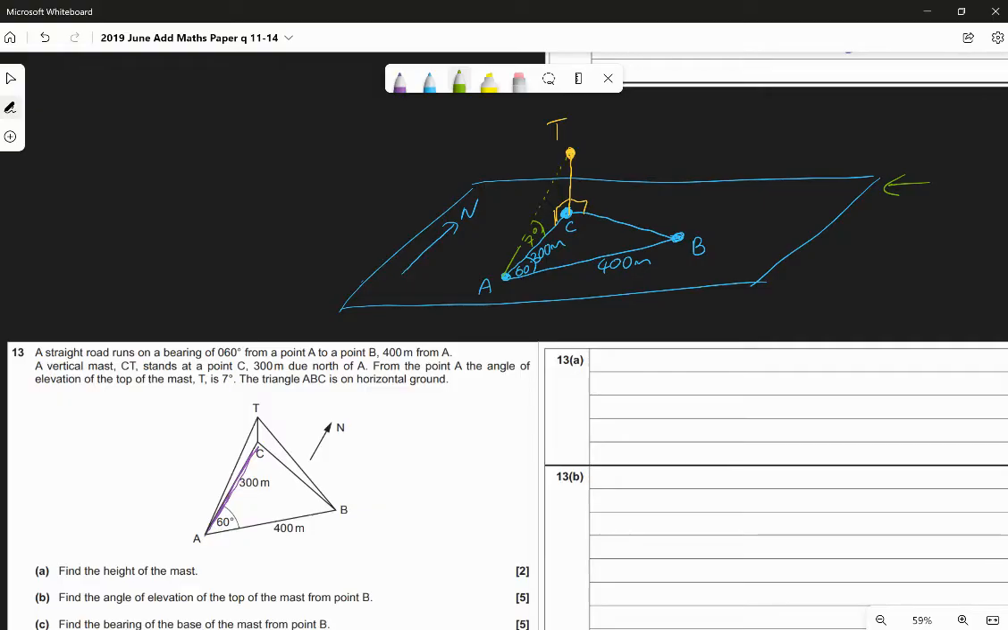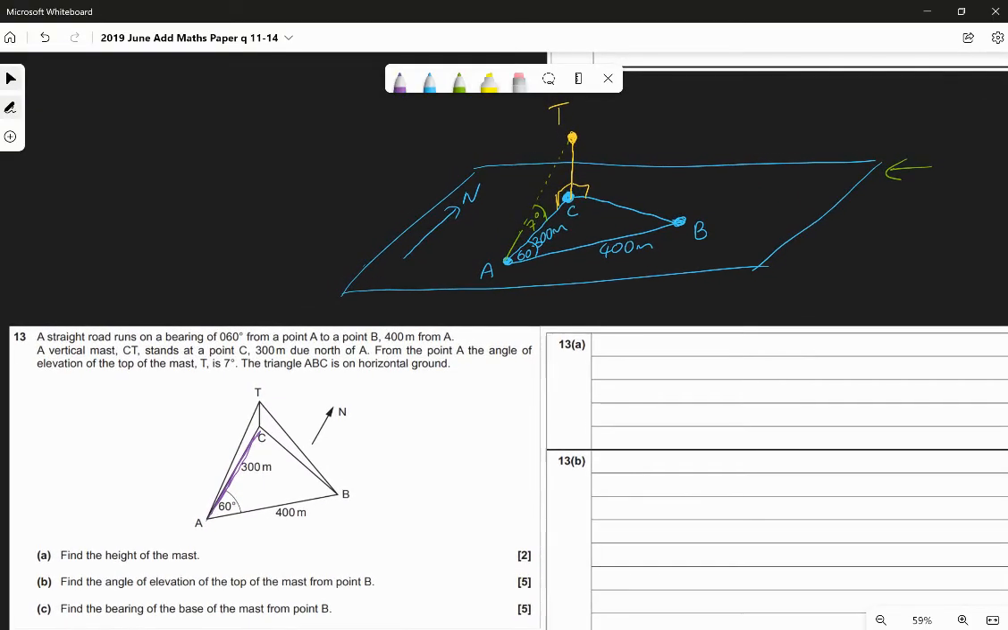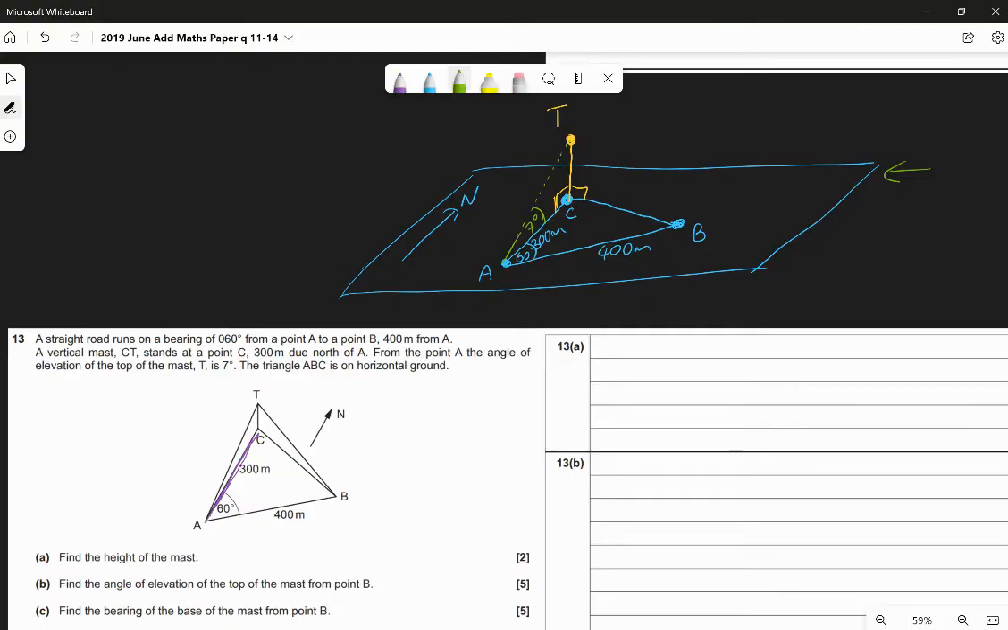Okay. So we want to find the height of the mast. So that's the distance from C to T. Well, I've got a nice right angle triangle. I'm going to draw it just basically on. So there's A, there's C, and T is straight up. I know that that's not 400, that's 300 meters. I know that's at right angles, and I know this is 7 degrees. So that's easy.